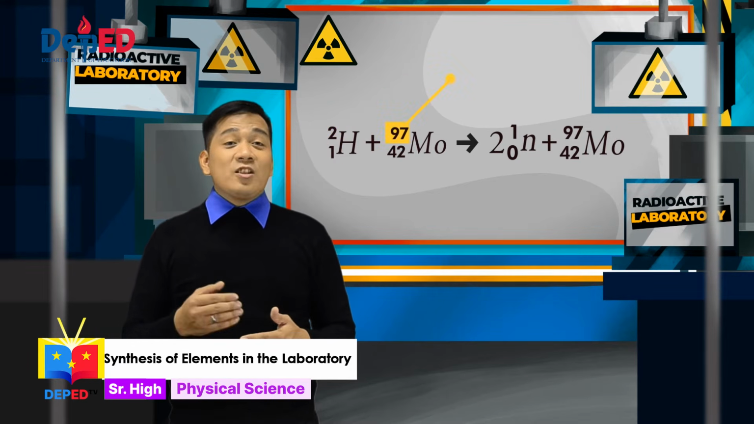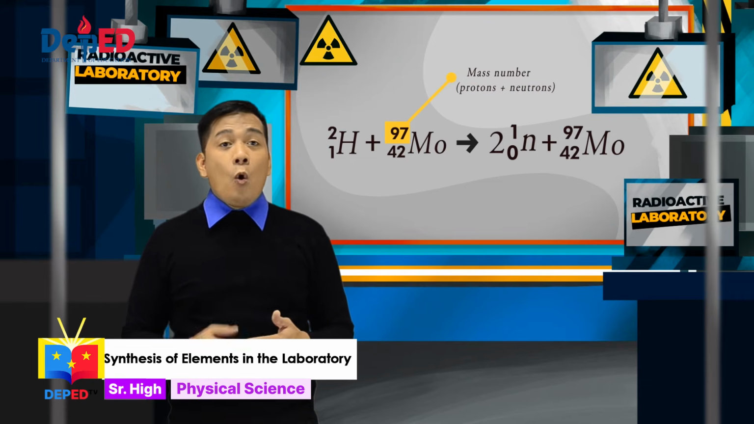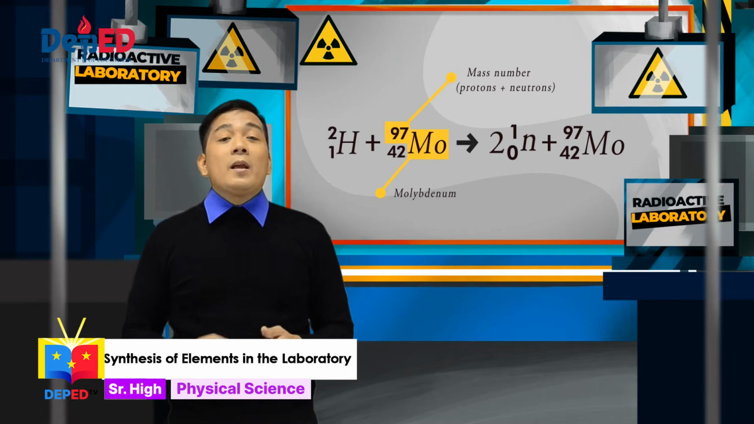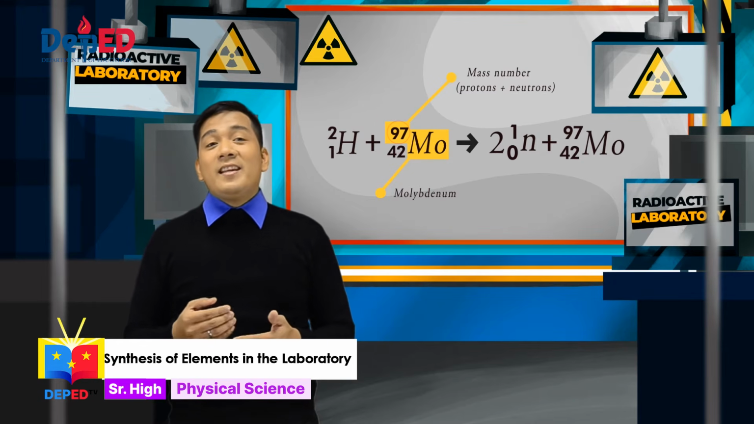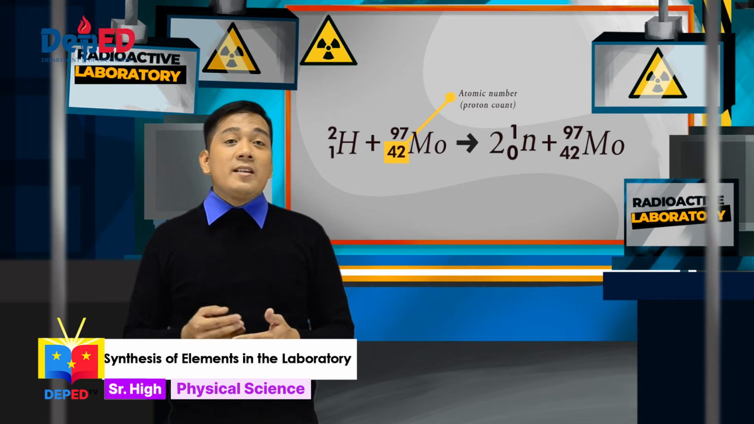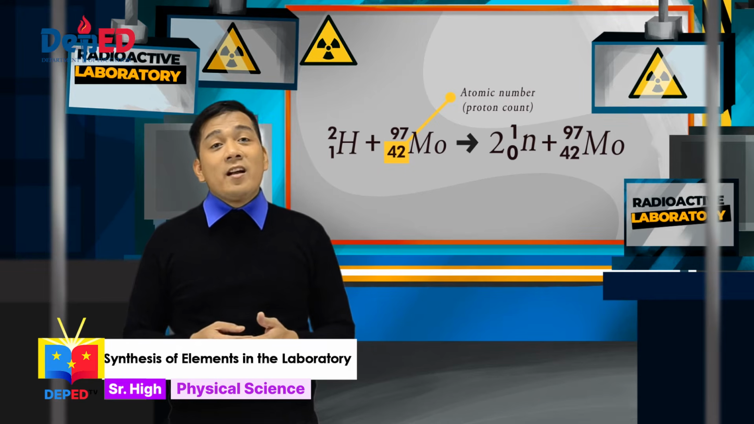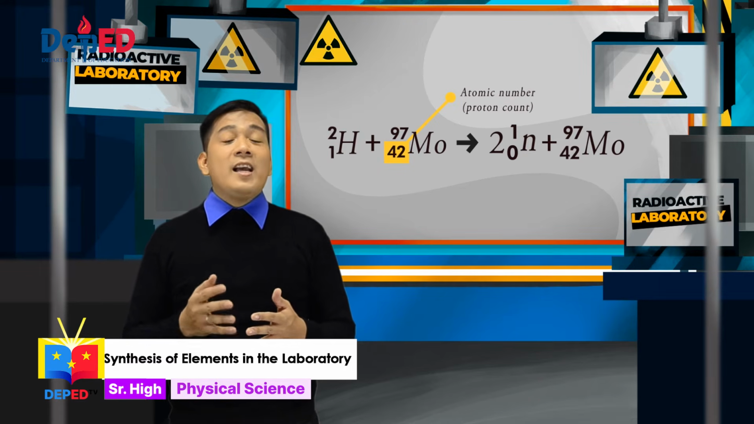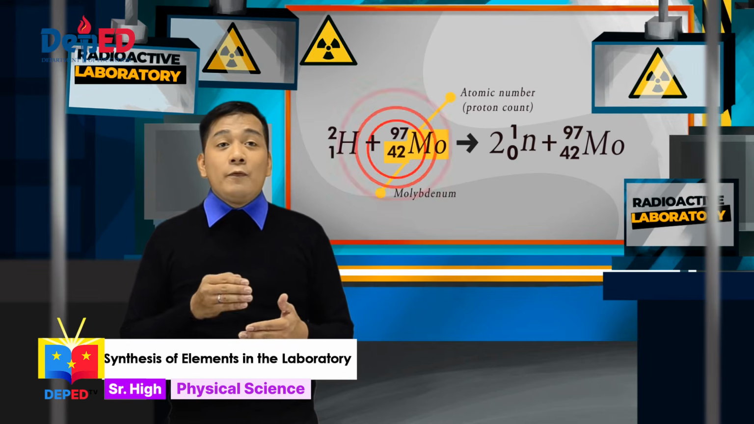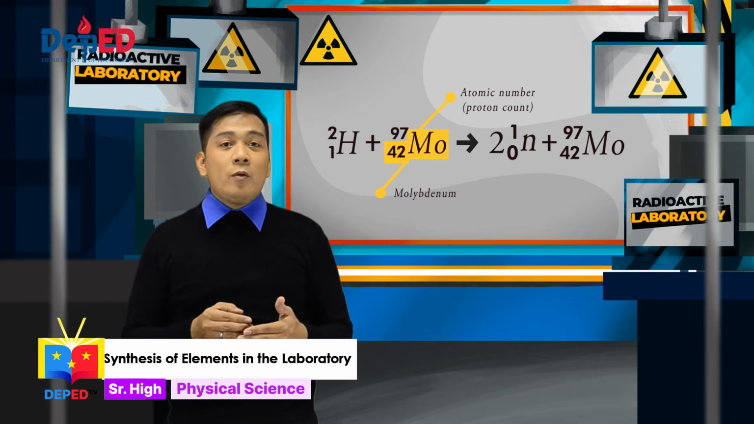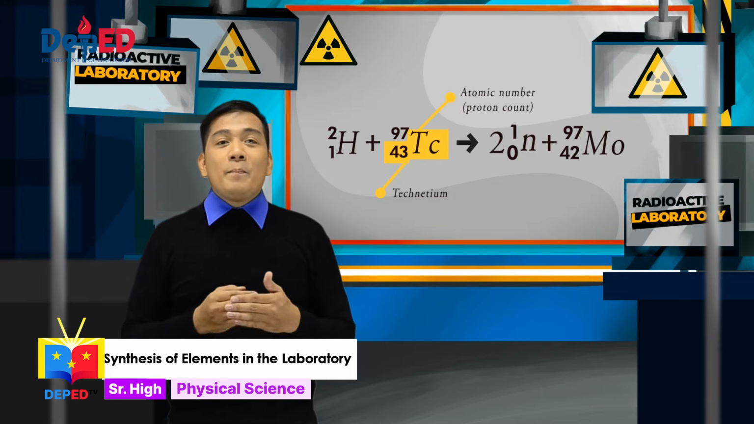The number at the top represents the mass number or the total number of protons and neutrons in the element. Molybdenum here has a mass number of 97. This means that if you count all the protons and all the neutrons in this atom, you will count 97. The number at the bottom is the atomic number. This number tells us how many protons there are in the element. This means that molybdenum has 42 protons. If you add one more proton here or take away one proton, it will stop being molybdenum.